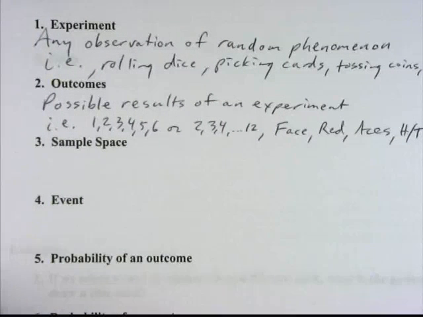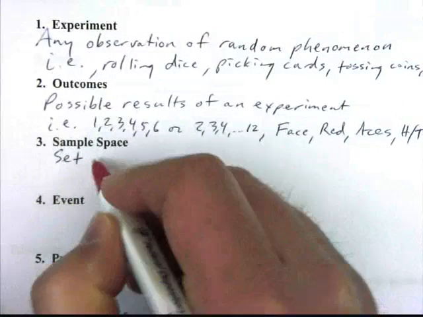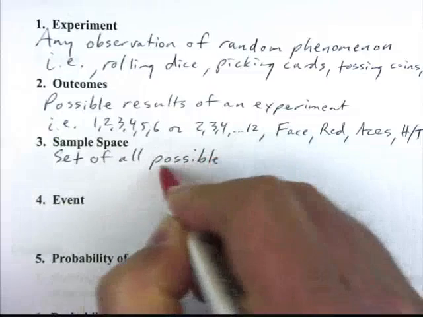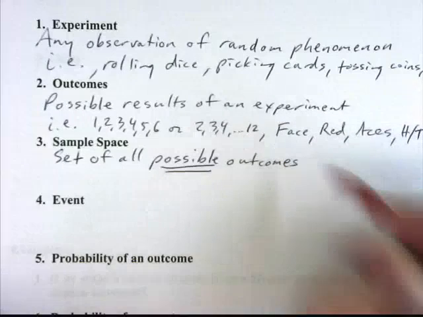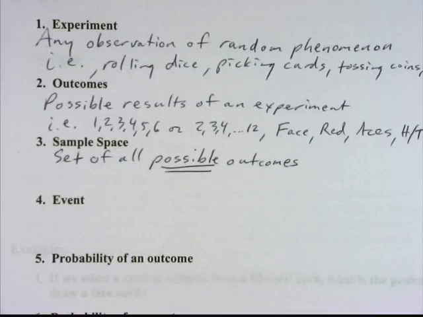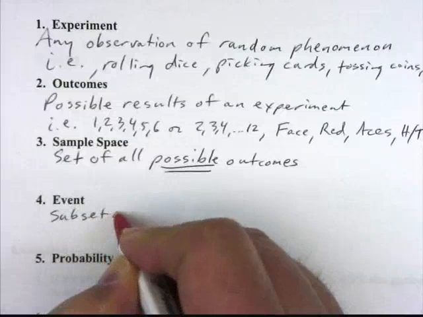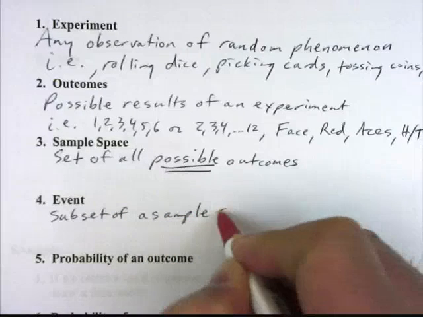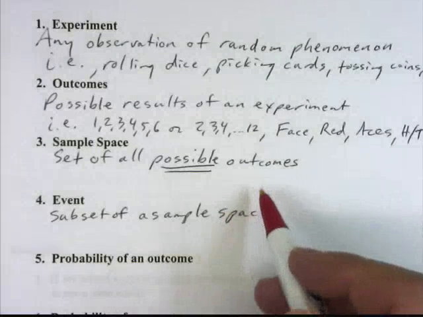The next thing that we want to define is the idea of a sample space. And a sample space is just the set of all possible outcomes. Alrighty? It's a set of all possible things that could happen when you're doing your experiment. An event is a subset of a sample space. And what I mean by a subset is it's just some of those outcomes.